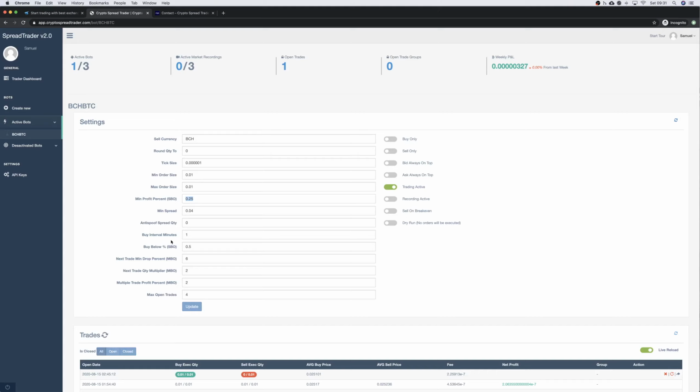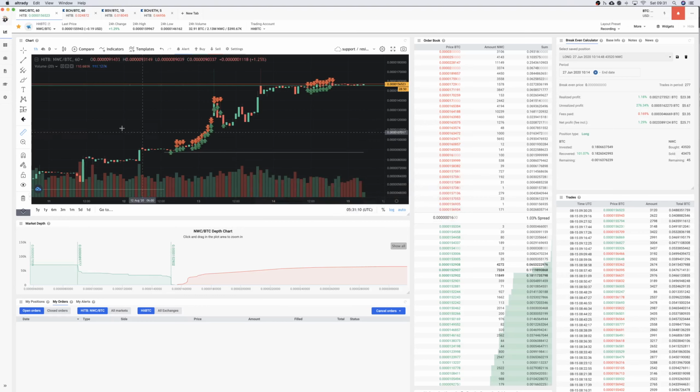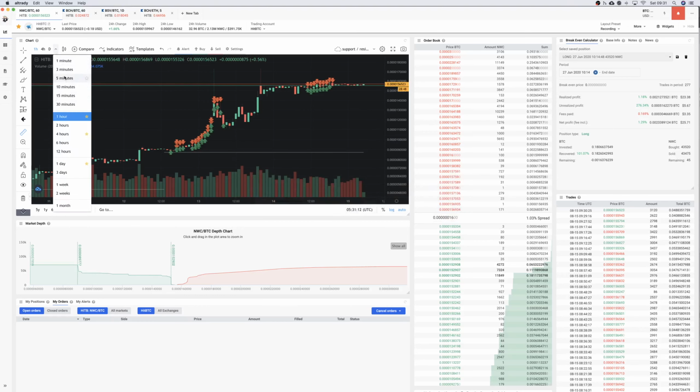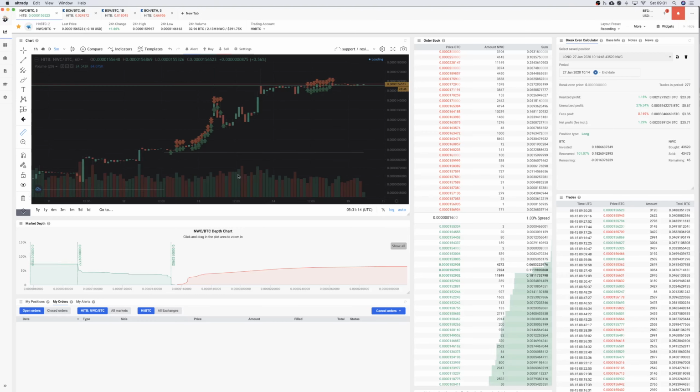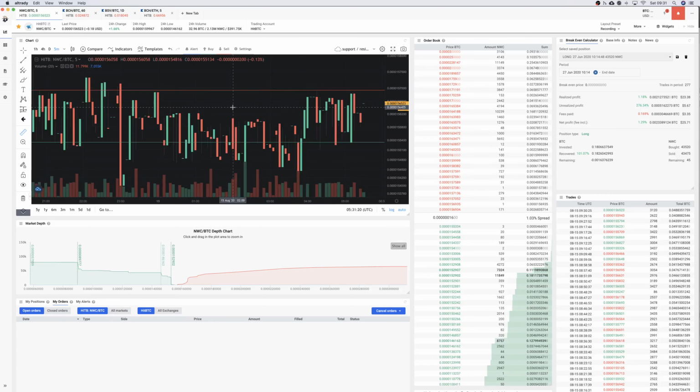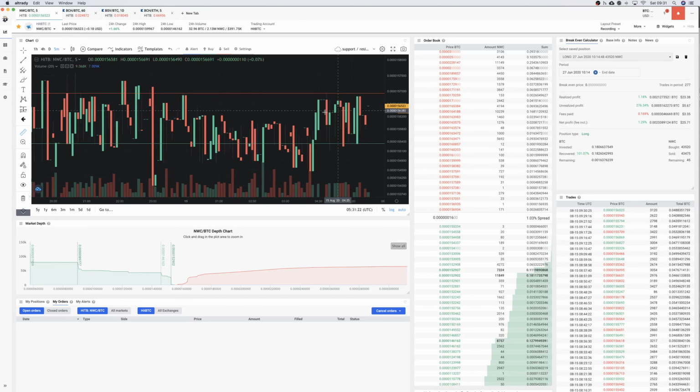And when do we buy? It's this configuration, buy below percent SBO, so 0.5. What is this exactly? In fact, the system works on a 5-minute time frame. It takes some time to load, I don't know why. Now it's loaded. Here's a perfect example of a sideways market.